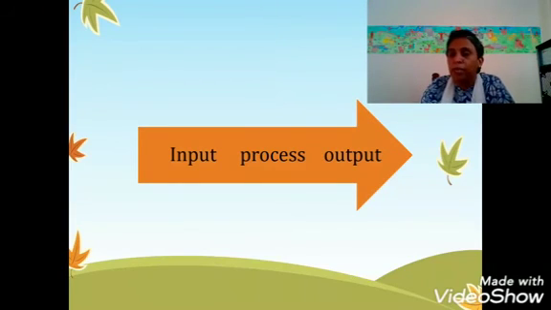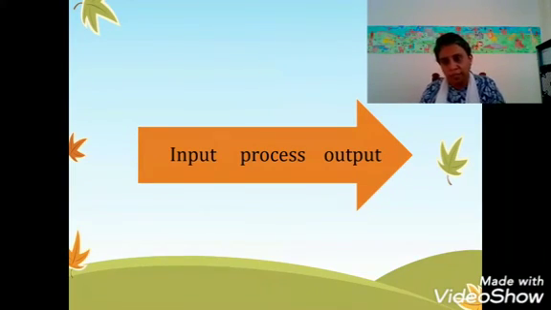So whatever input is given, it will be processed. The central processing unit alone is not doing all the tasks. There are various other parts which help the CPU to perform this processing, and then the output is generated.